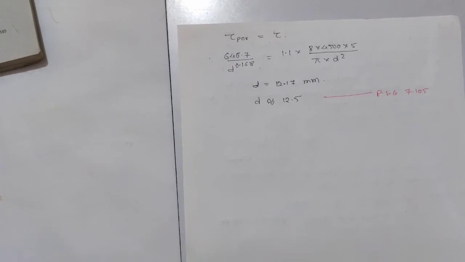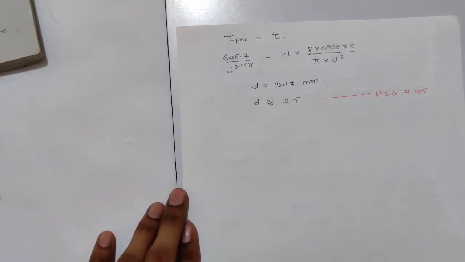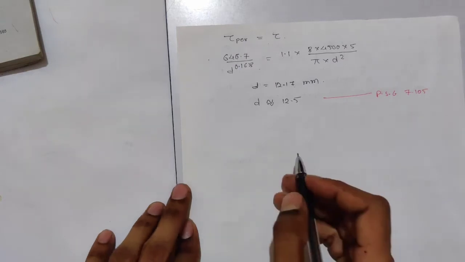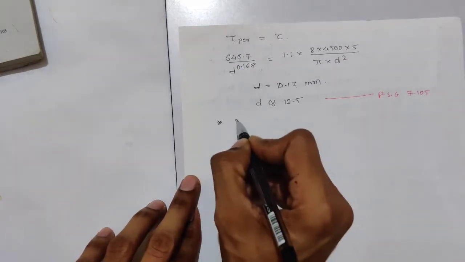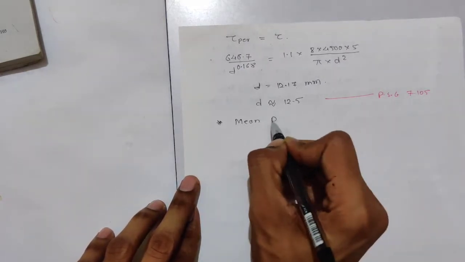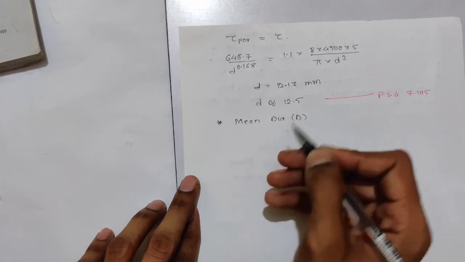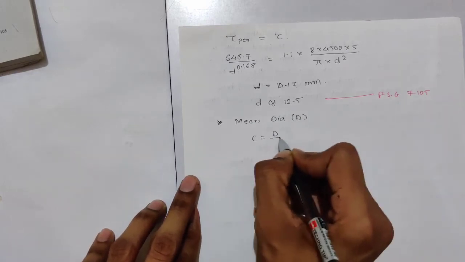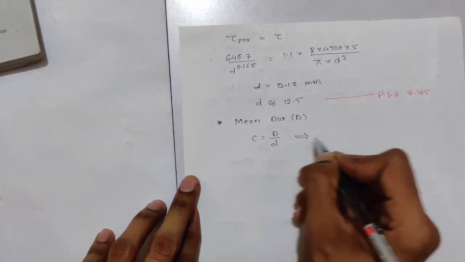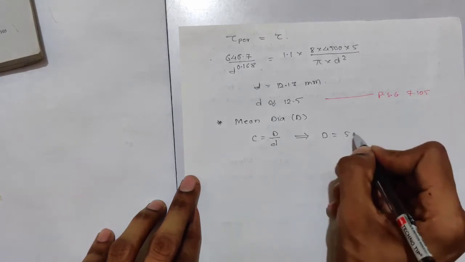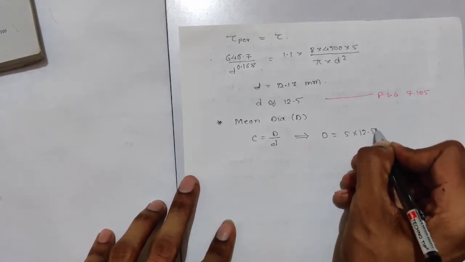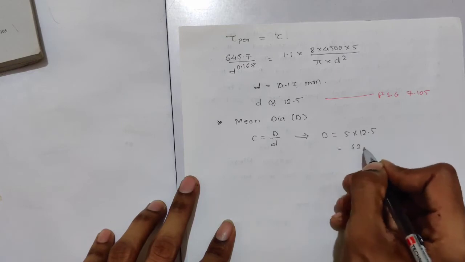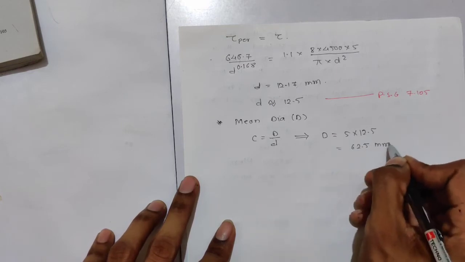Okay, so we should calculate the value of capital D, the mean diameter. We know that C is equal to D by small d, so capital D is 5 into 12.5, so it is something like 62.5 mm, right?